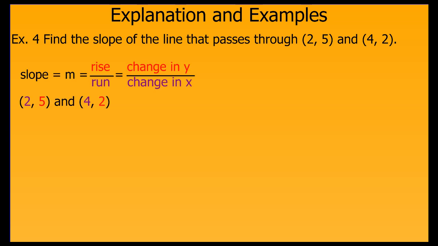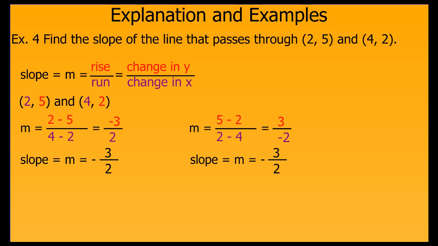Again, we use our definition, and we identify the coordinates of our points. From there, it's pretty straightforward to calculate our slope of -3/2 simply by filling in the correct coordinates into our formula. Again, if you choose to calculate it in the reverse order, it still comes out to be the same slope.